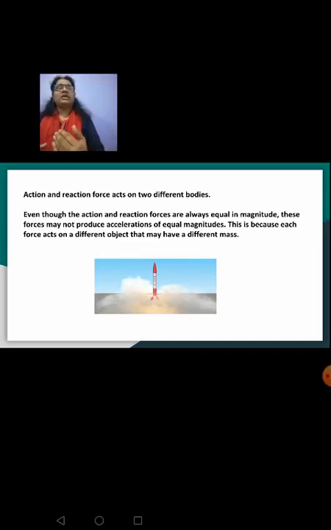Then this launching of rockets is also based on your third law of motion. You must have seen that the emission that is coming out is your action force that's coming down, and your rocket is pushed upwards, the fuel, right? So this is also an example of your Newton's third law of motion.